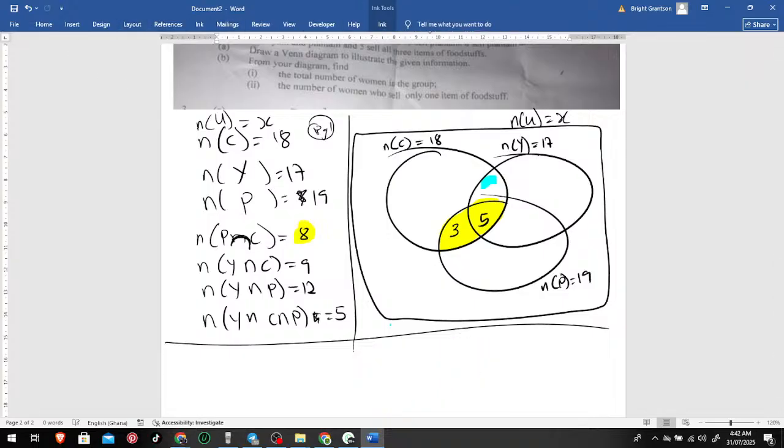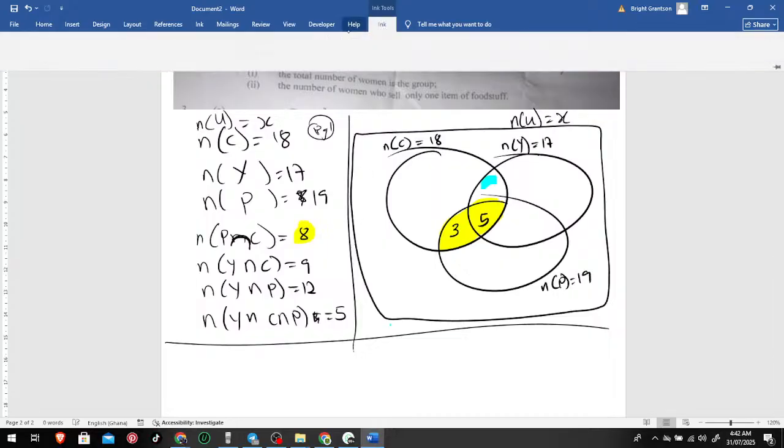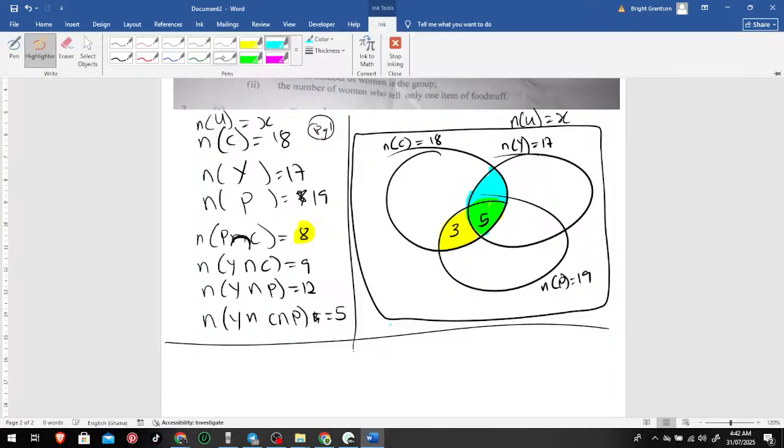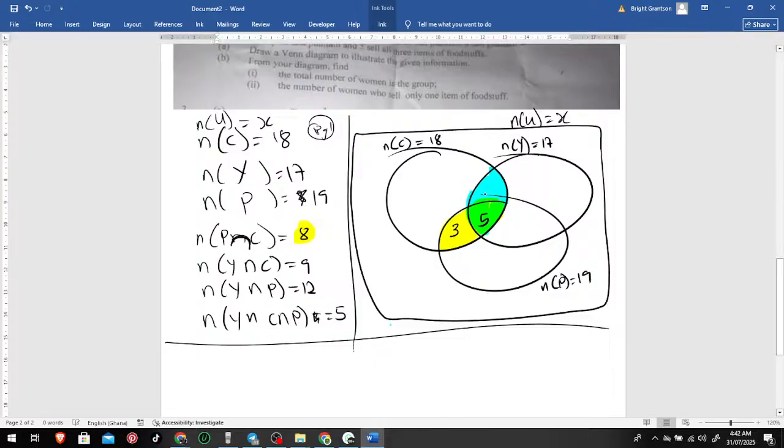So now let's continue. Now it says that Y intersection C is 9. Y intersection C, everything here, the blue region, is 9. So 5 plus 4 will give you 9. Are we okay?